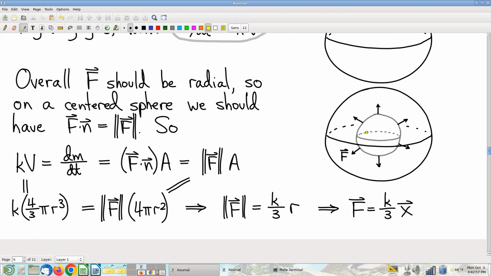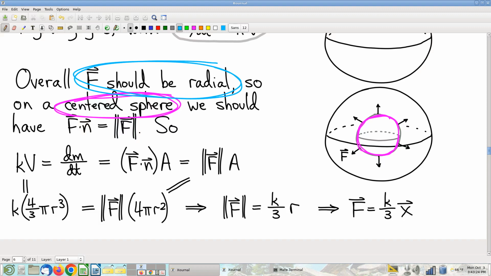Next thing I want to talk about. With that established, let's think now about a centered sphere, such as this one, centered at the origin. We're going to try to understand something about the flux going through that sphere. I'm going to note first that the vector field ought to be radial, meaning it should always point outward, away from the origin, along radial lines coming out of the origin.